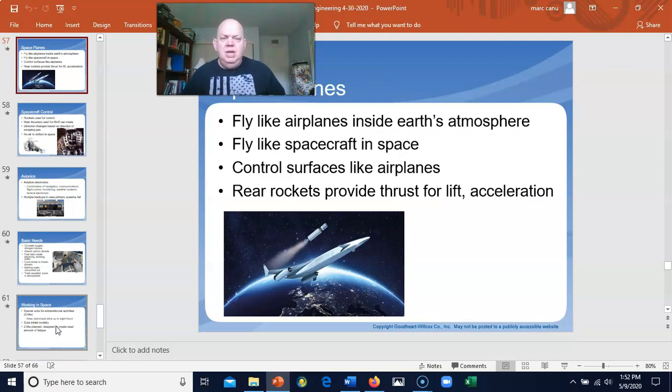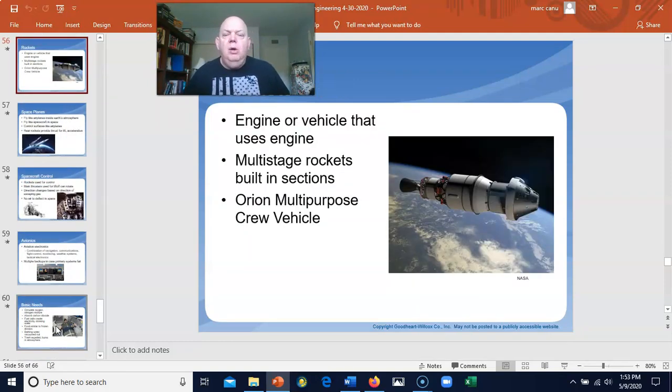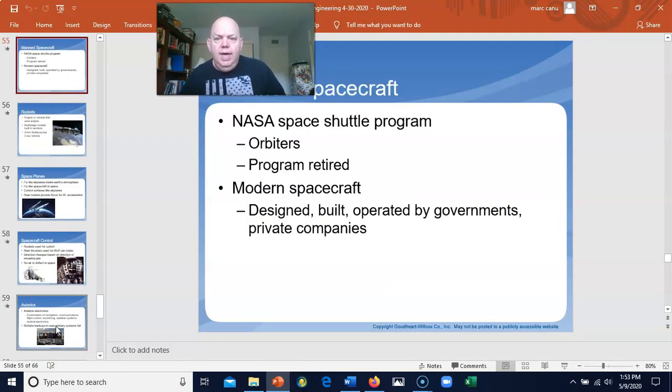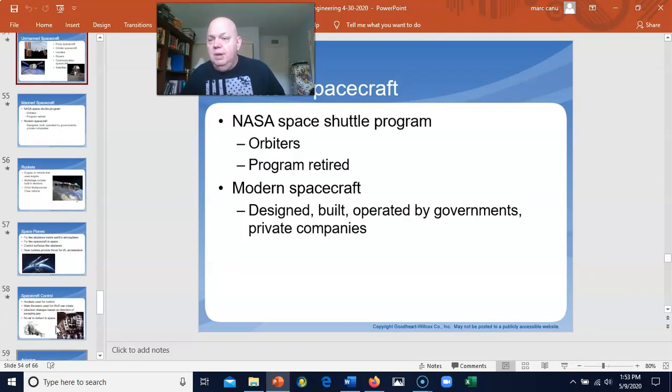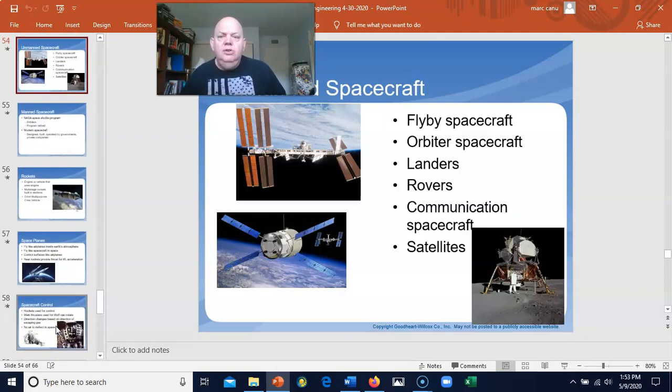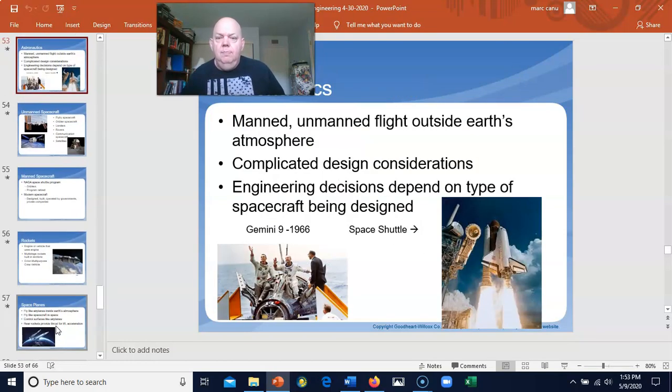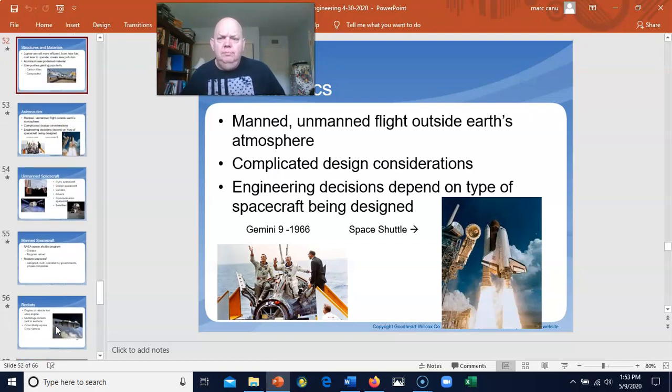We also looked at the idea of space planes, okay? Dual purpose: fly like a plane inside the Earth's atmosphere, fly like a spacecraft in space. Fly like an eagle. Okay, I'll move on. We talked about rockets as well. We looked at manned spacecraft like our space shuttle program. We also looked at unmanned spacecraft, like communication satellites, for example. We looked at astronautics, looking at those challenges and the awesome aspects of space travel.